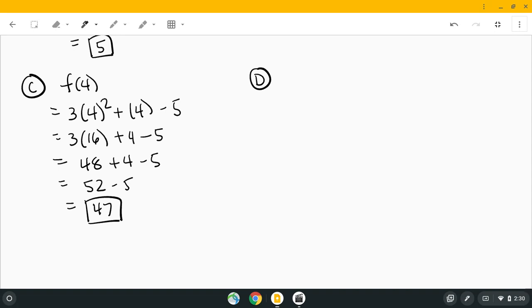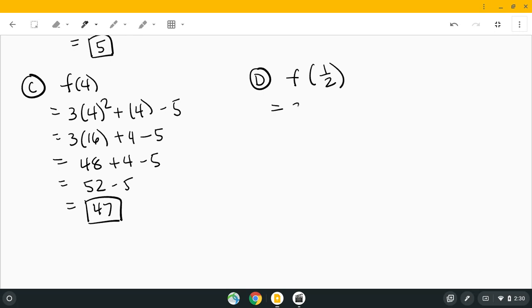Okay. Go ahead and try this one. F of 1/2. Fractions. Fractions are fun. Fractions are our friends. Okay, go ahead and hit the pause button and give this a try, and then come back and check your answer.